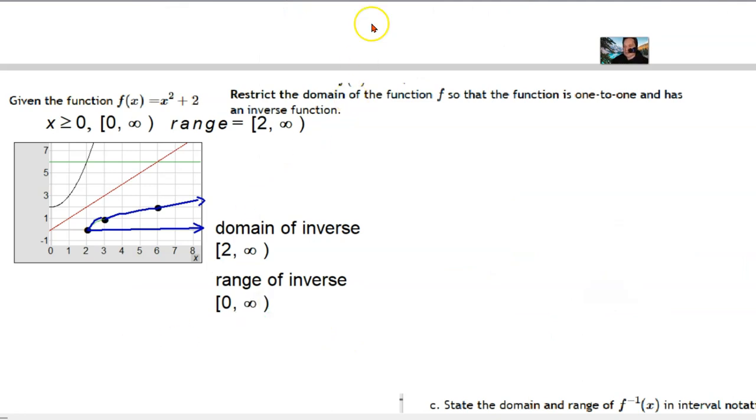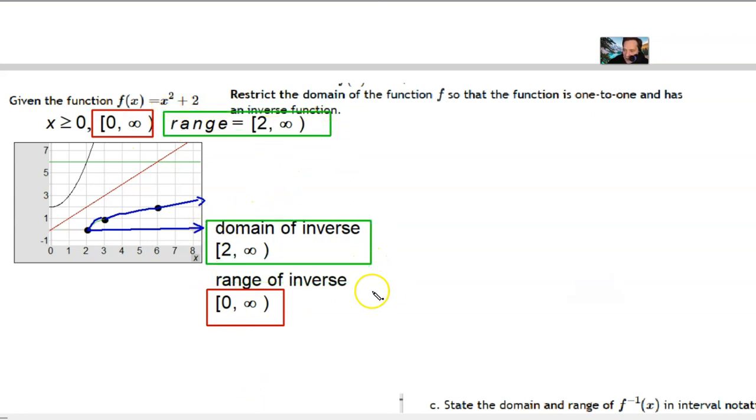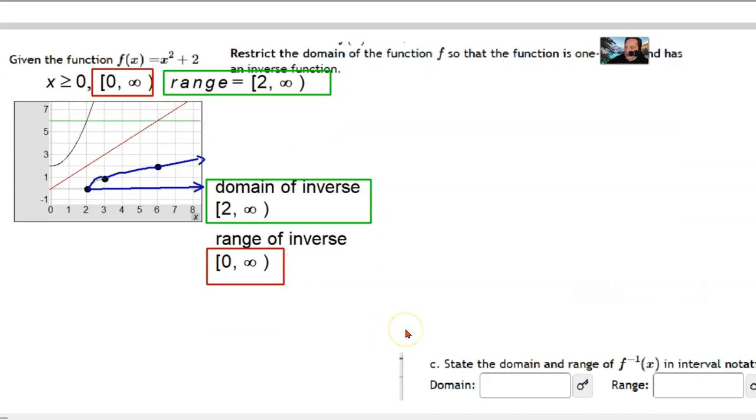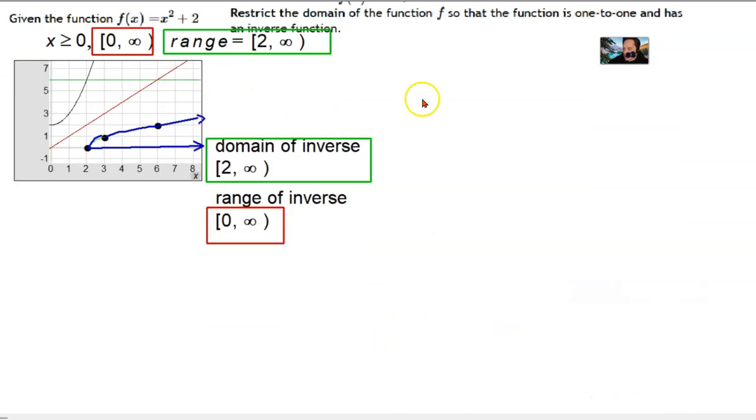So look at something very important here, a fundamental relationship. The domain of the original becomes the range of the inverse, and the range of the original becomes the domain of the inverse. Do you see the relationship, how the two switch around? Now let's actually find the inverse. Okay, let's carry that out next.